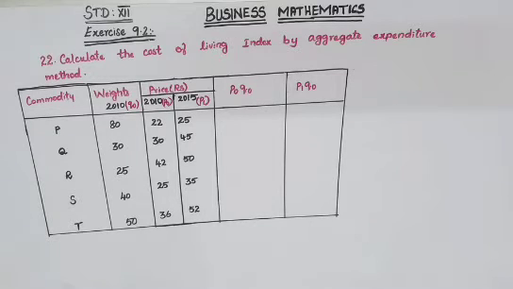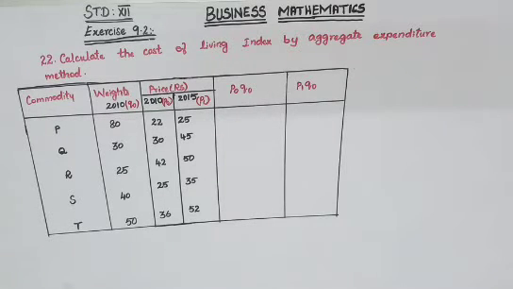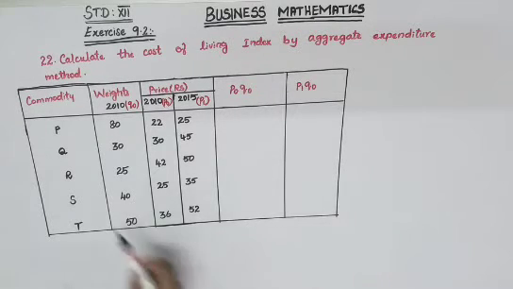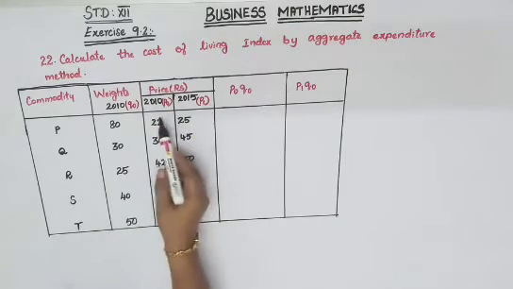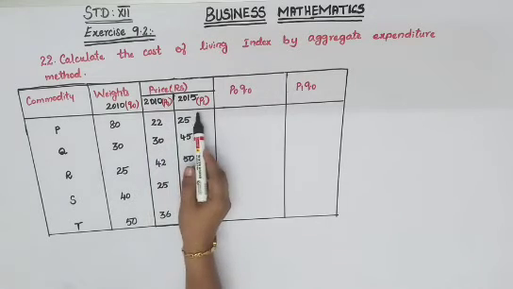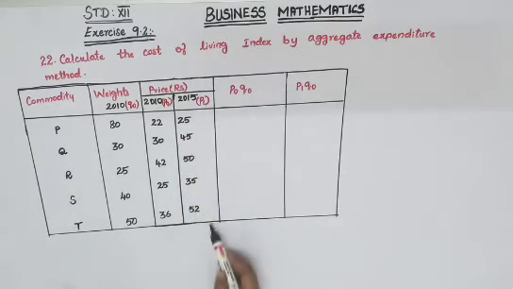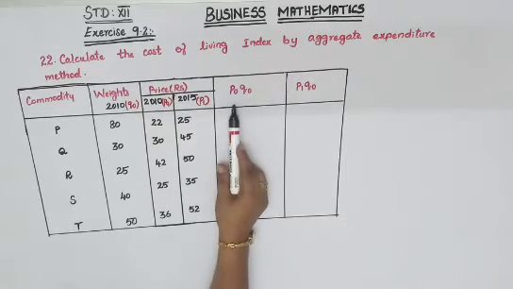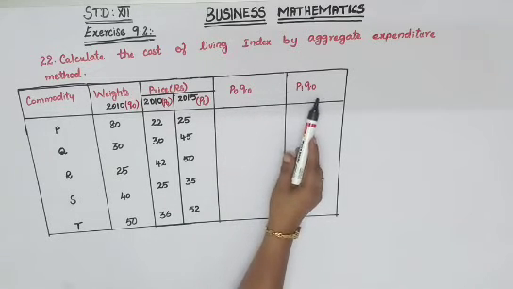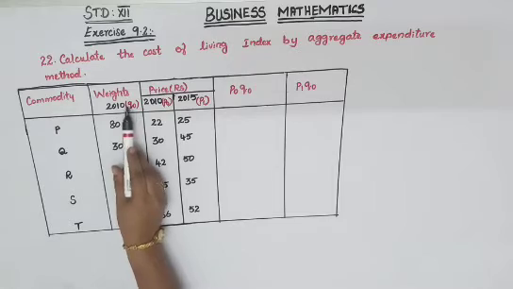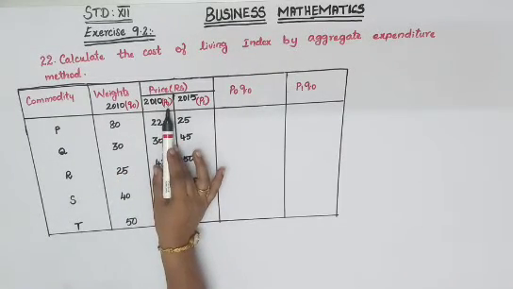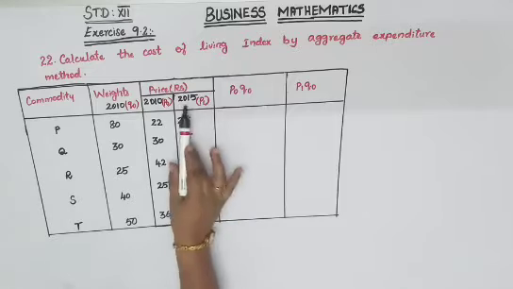22nd question, calculate the cost of living index by aggregate expenditure method. So the cost of living index, you can find it with two methods. One is the family budget method and the other is the aggregate expenditure method. Your commodity will be given, your weights will be given in one column, and two years' prices, that is the base year price and the current year price, will be given. Up to here, that is your question. Next we'll have to find P0, Q0, P1, Q0. Your weight is Q0, P0 is your base year price, P1 is your current year price.